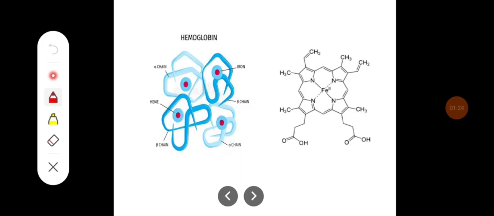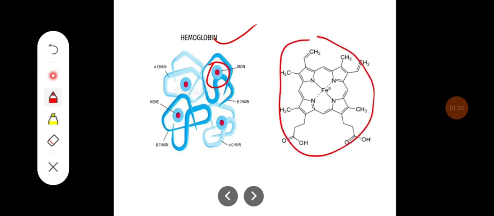This is the structure of hemoglobin, which is made up of the heme structure. So this is the structure of the heme, and these are the 4 polypeptides associated with each hemoglobin. In each hemoglobin, you have 2 chains: 2 alpha chains and 2 beta chains.